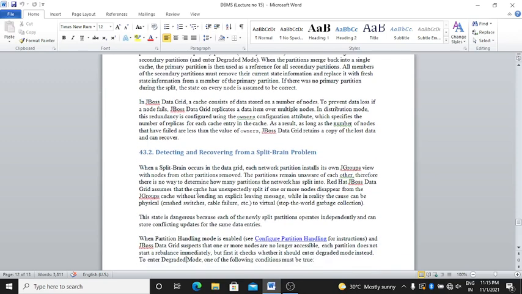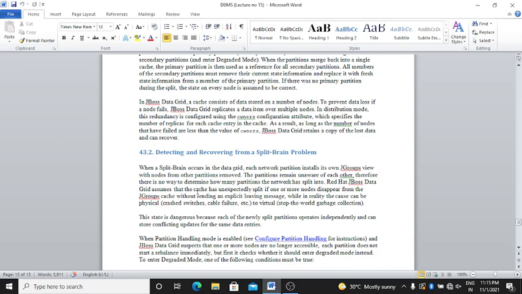Detecting and recovering from a split brain problem. When a split brain occurs in the data grid, each network partition installs its own JGroups view with nodes from other partitions removed. The partitions remain unaware of each other. Therefore, there is no way to determine how many partitions the network has split into.